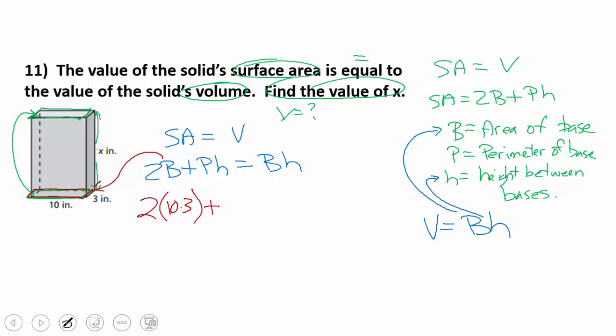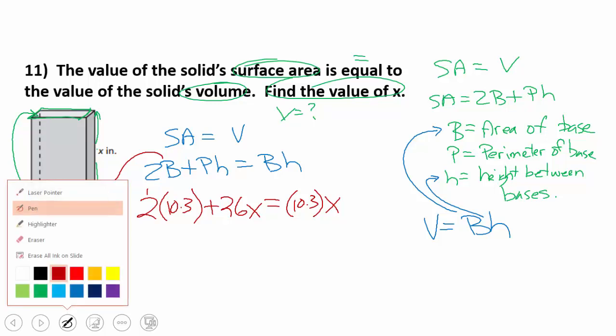Plus the perimeter. What is the perimeter of that rectangular base? 10 plus 3 plus 10 plus 3. So that's 26. And what is the height? The height is given to us, x. So here's 2 times area of the base plus the perimeter times height for the surface area. Now we're going to do the volume. Well, we already know area of the base, 10 times 3. And we already know the height, x.